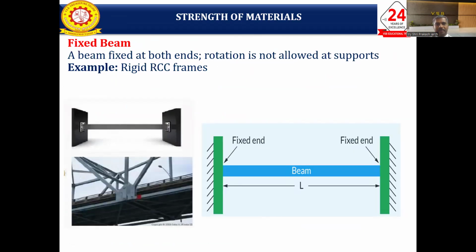Then fixed beam: the beam is fixed at both ends, A and B. So rotation will not be allowed at the support. An example is the RCC frame structure, which is fixed at both ends. It won't allow any movement. So horizontal movement, translation movement, and rotation movement, everything is arrested. Not able to allow.